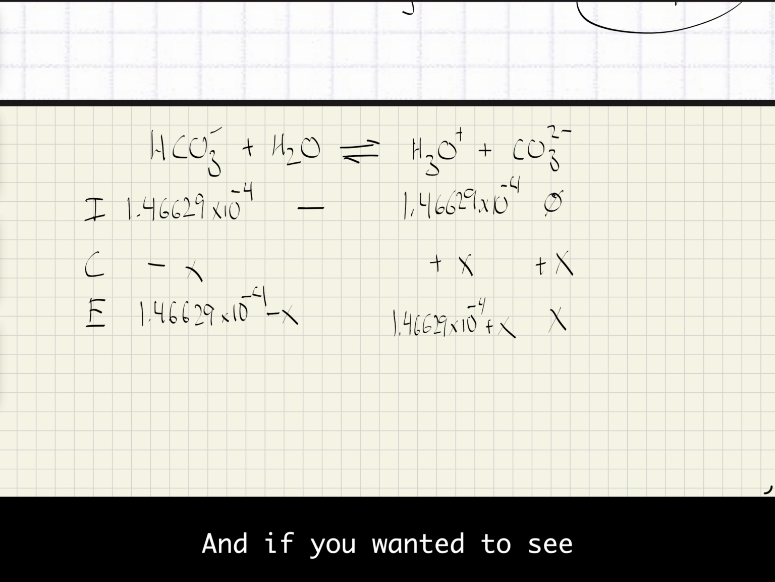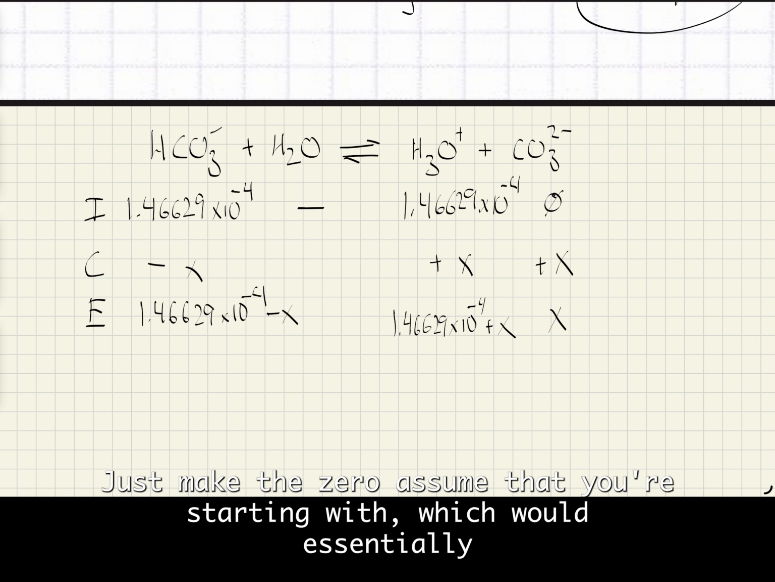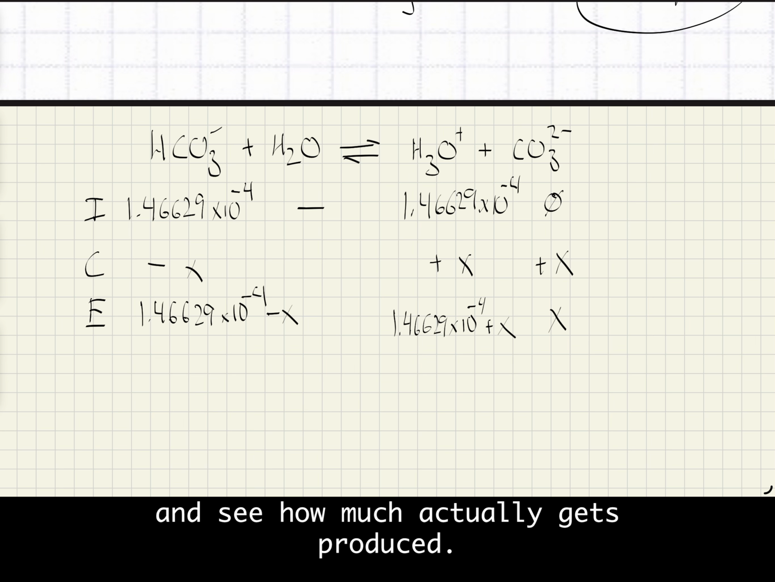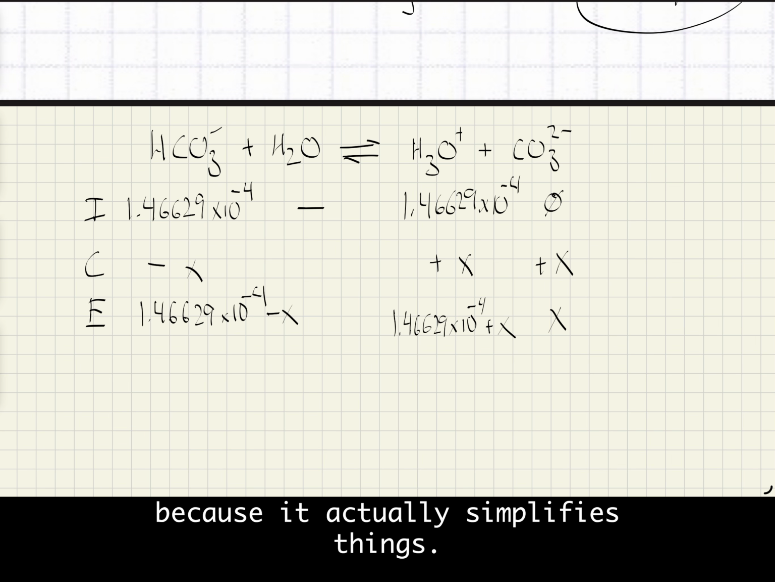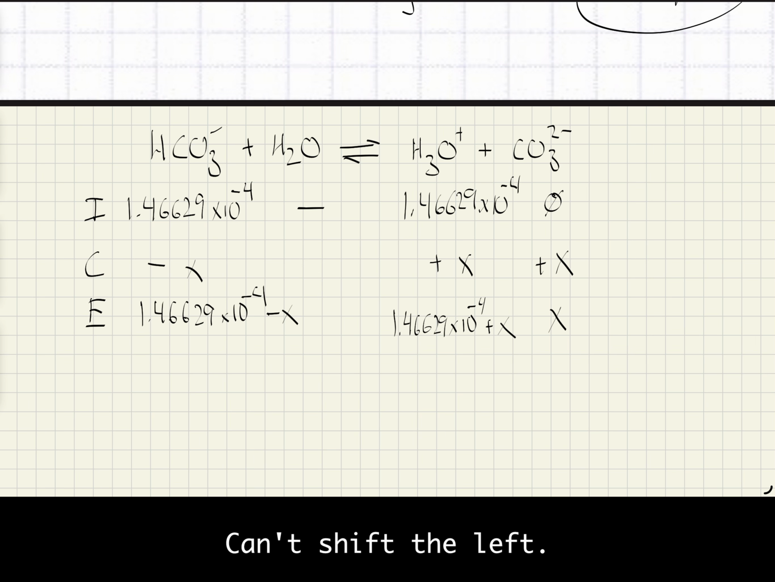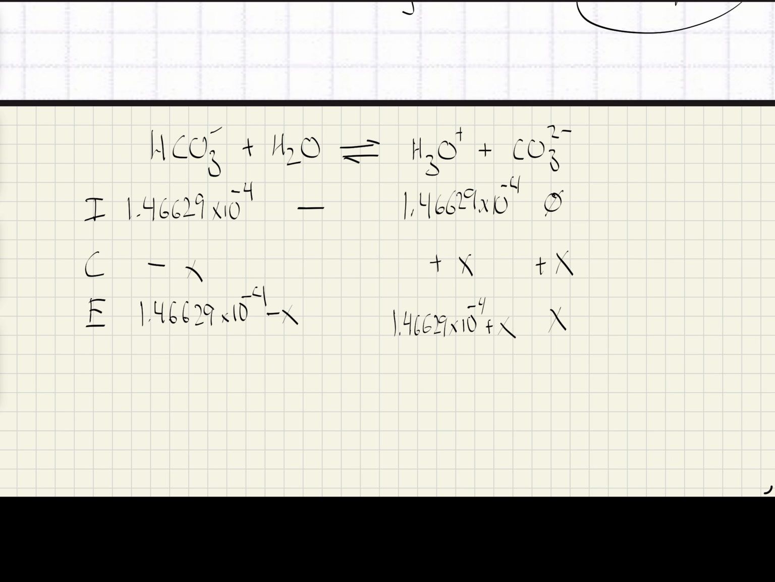And if you wanted to see how much it is actually suppressed, you could redo this calculation, just make this 0. Assume that you're starting with, which would essentially be sodium carbonate, sodium bicarbonate, and see how much actually gets produced. We're going to keep it in here for now because it actually simplifies things. So yeah, this is going to shift to the right because I have a 0 for carbonate. Can't shift to the left. Even though my K value is 10 to the negative 11.